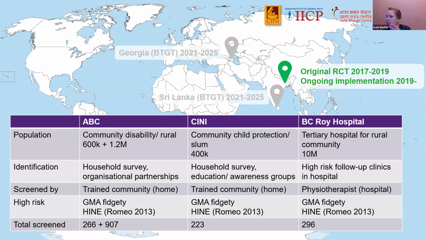And we used quite a different process for identifying babies between them. Really, the community sites were a mixture between household surveys, building on partnerships, and education and awareness groups. And I'm going to talk to these in more detail shortly, compared to the hospital site where we really embedded within their existing high-risk follow-up clinics that they were already conducting. And similarly, in the community sites, we really banked on harnessing the power of the local community. So we trained local community members to be the ones going out and identifying babies, as well as taking the general movements or administering the HINE.